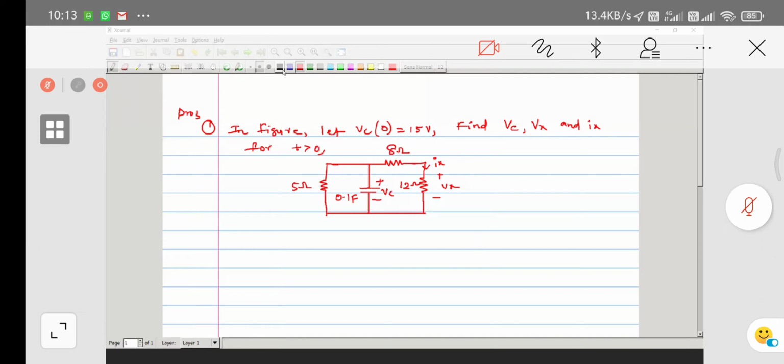So find VC, the voltage across the capacitor, Vx, the voltage across the 12 ohm resistor, and Ix for t greater than 0. So this is my problem. I want to find VC, Vx, and Ix for t greater than 0.